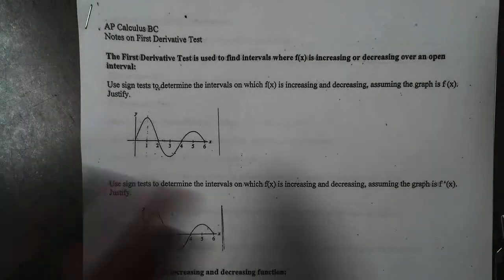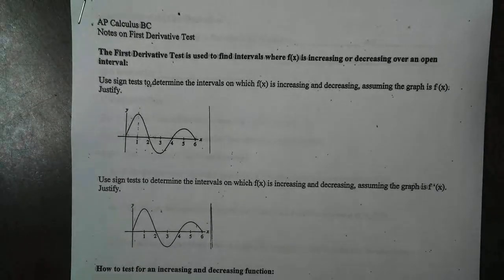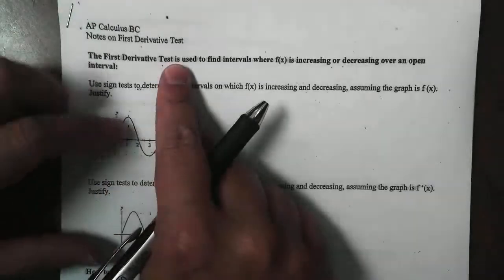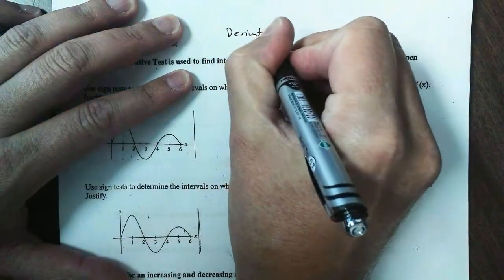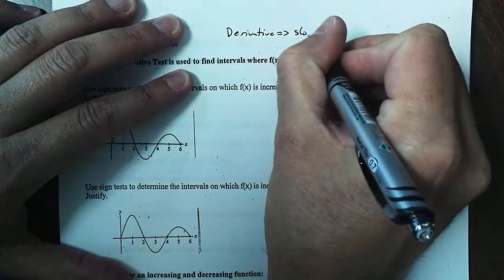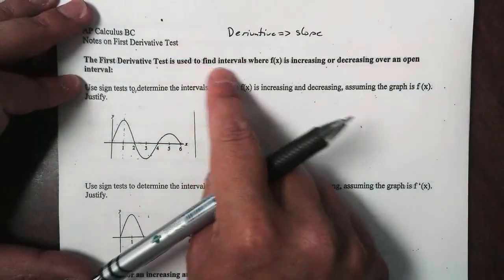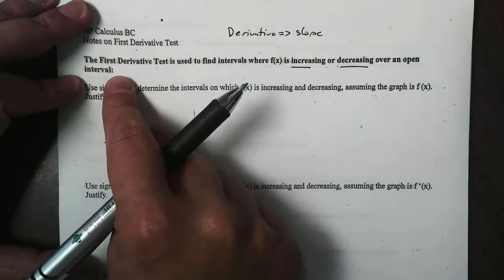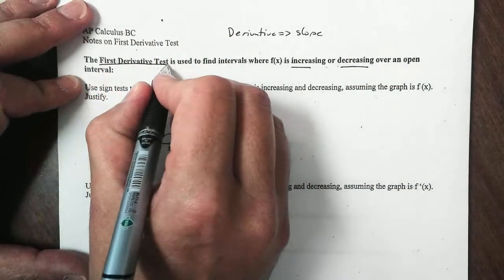Alright, if you've ever wanted a 5 on the AP test, then pay attention to this lesson. Today, we're going to be talking about the first derivative test. Now, we all know what the derivative finds. The derivative finds slope. So anytime we think about the derivative, we're always thinking the slope of a graph. So if we can understand the slope of a graph, we can understand where the function is increasing or decreasing over an open interval.